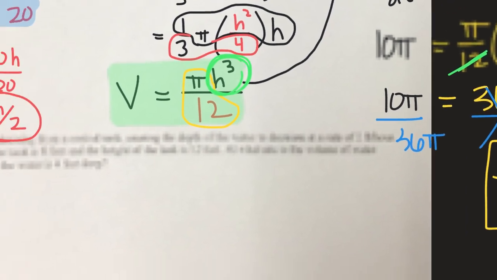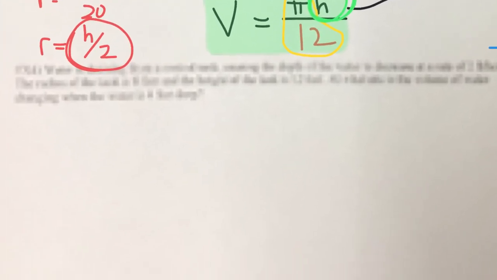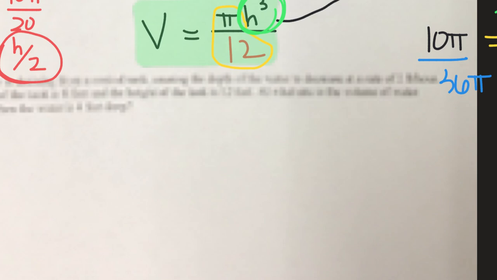Okay, let's see if we can do another. Water is draining from a conical tank, causing the depth of the water to decrease at a rate of 2 feet per hour. So that means we're talking about the height. dh dt equals -2 because it's decreasing. Causing the depth of the water, which is also known as the height, to decrease at a rate of 2 feet per hour. So our dh dt is negative.